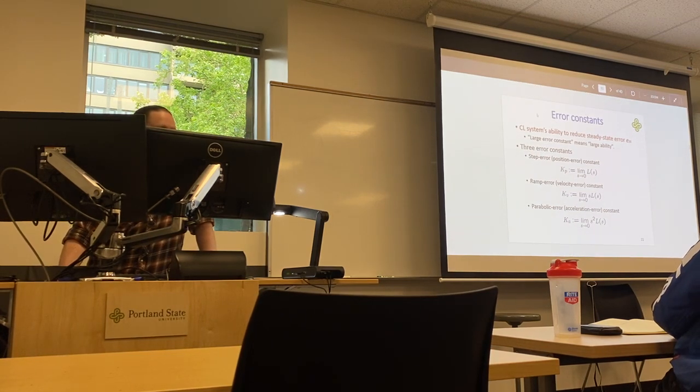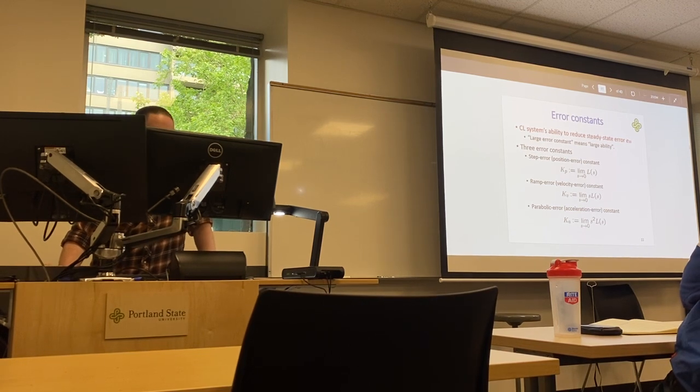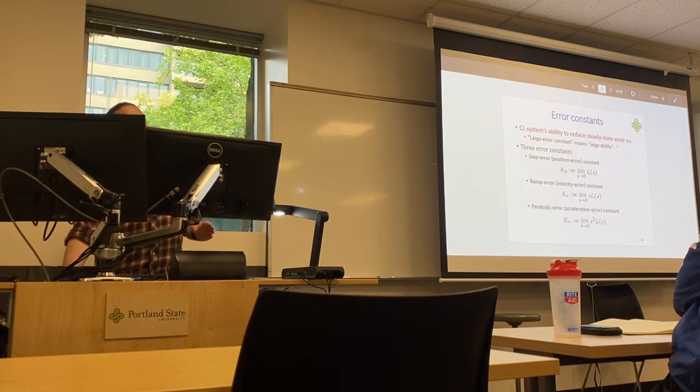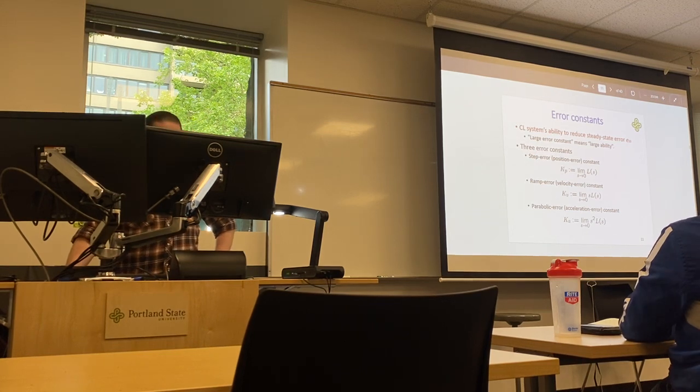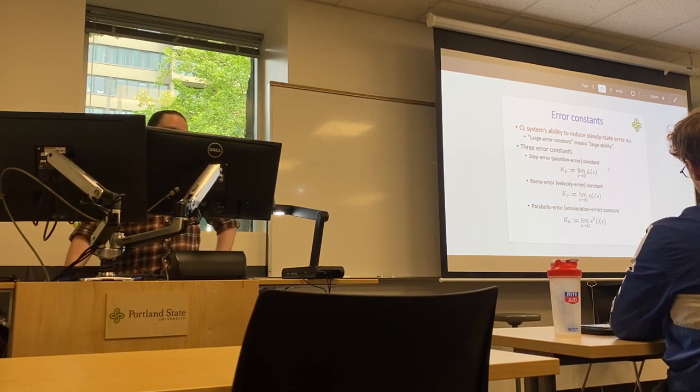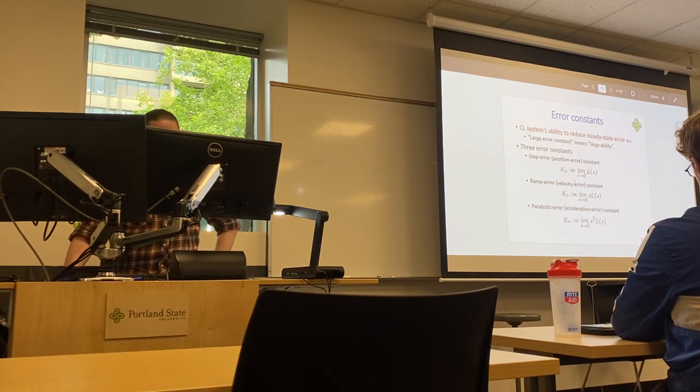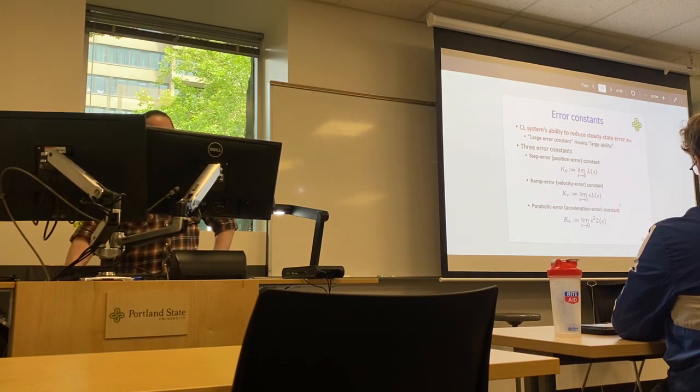The error constants here, so the closed loop system's ability to reduce steady state error. A large error constant means a large ability for the steady state to deviate. So we have 3 error constants. We have the step error, position error. Now I remember the KP, KV, and KA. The position error constant, Kp, with the limit as s approaches 0 of L of s. The ramp error, which would be our velocity error constant, Kv, would be the limit as s approaches 0 of s L of s.